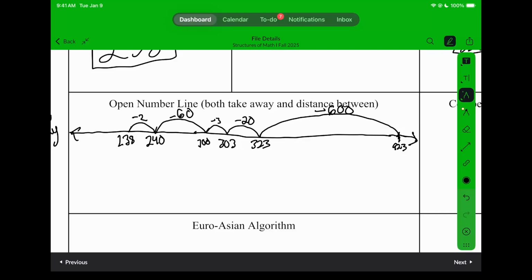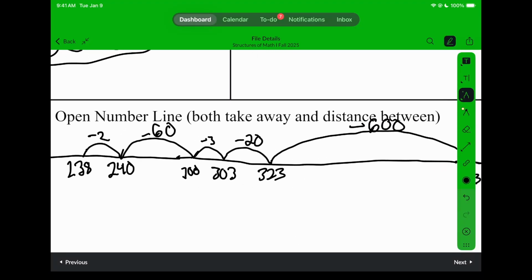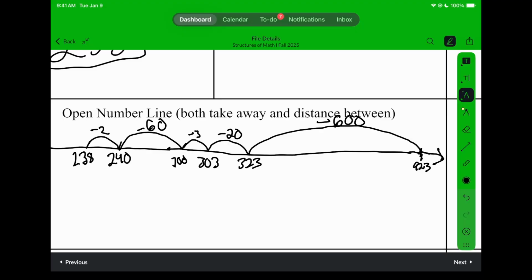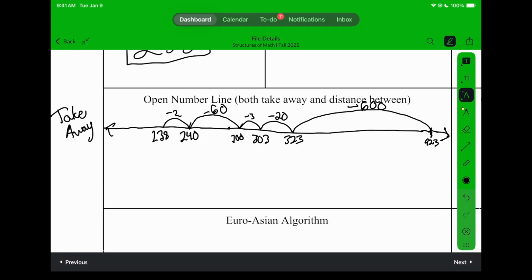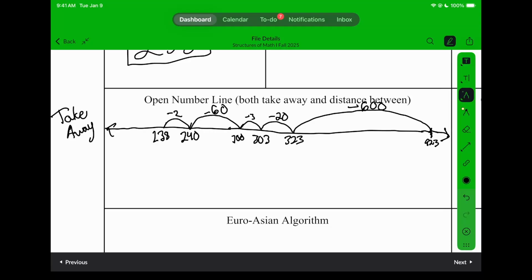And then to double check, all your jumps should total up to be 685, your second number. So 600, 60 plus 20 is 80, 3 plus 2 is 5, 685. Okay. Wow. So yeah, that's takeaway. And then distance between.